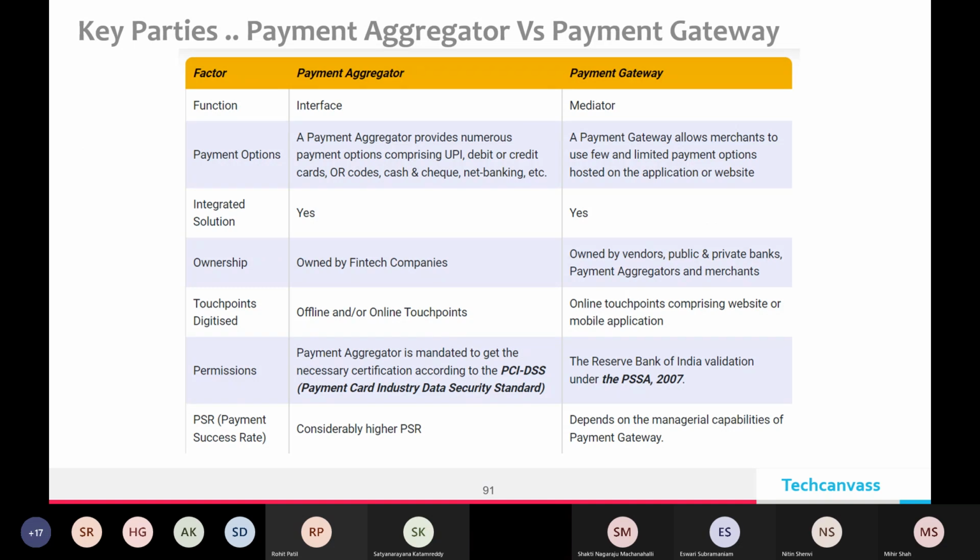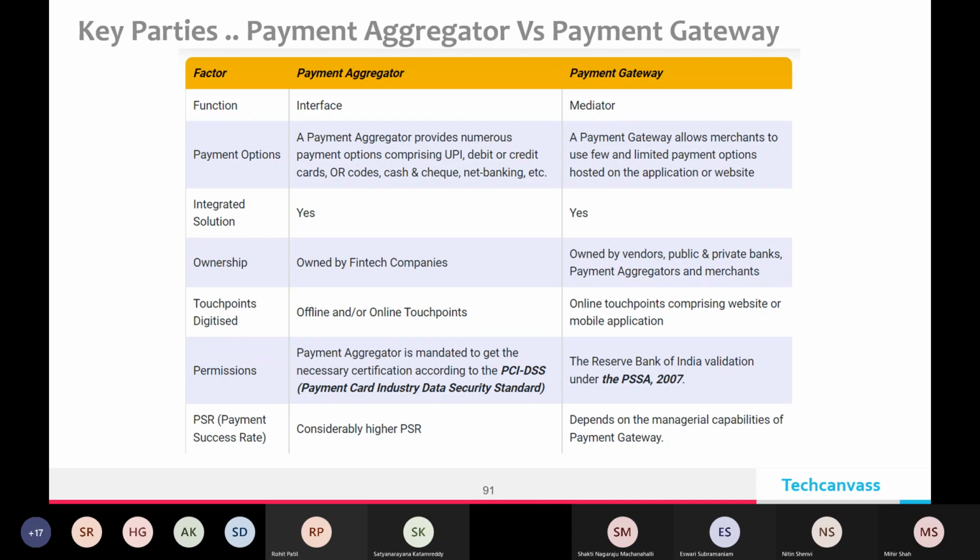Now this is the difference between a payment aggregator and a payment gateway. Effectively, the aggregator is a superset of the gateway. Whatever the gateway does, the aggregator does too, and on top of that, the aggregator does some additional activities. For example, a payment gateway is just a mediator between the merchant's bank account and the customer account.